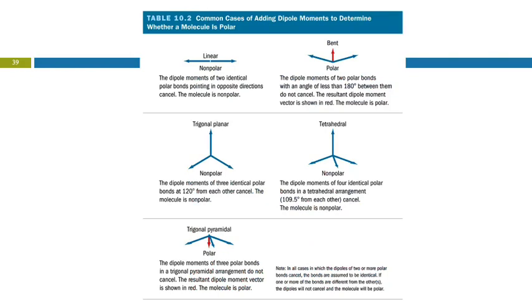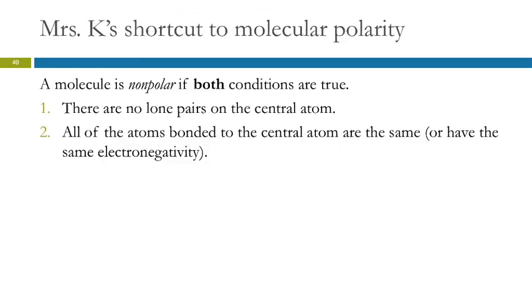This gives us some common cases of looking at molecule geometries and which ones are going to have a dipole moment and which ones are not. That's nice, but I like this better. So here's my shortcut to molecular polarity. This does not always work, but it usually works, and that's good enough.